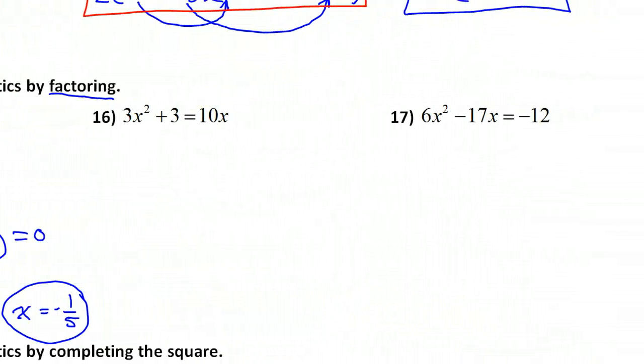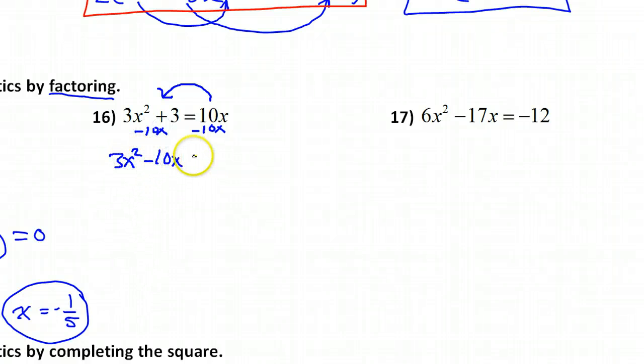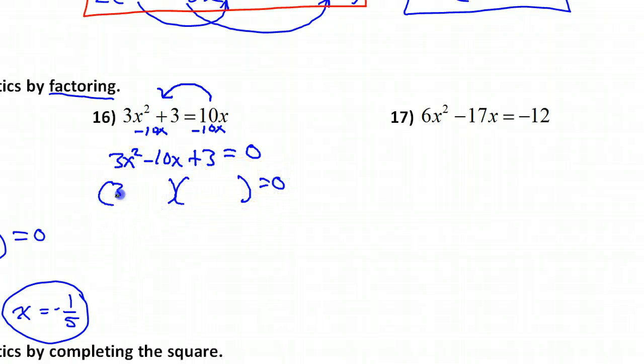Okay. Look at number 16. Same type of deal. This 10x needs to get over there in the middle. So minus 10x on both sides. So that'll give me 3x squared minus 10x plus 3 is equal to 0. Okay. There are no common factors, so I will go ahead and do my binomial times binomial thing. 3x squared is going to be 3x times x. 3 is going to be 3 times 1. Now I won't put the 3 here because that would make a common factor. I will go straight to 1 and 3.